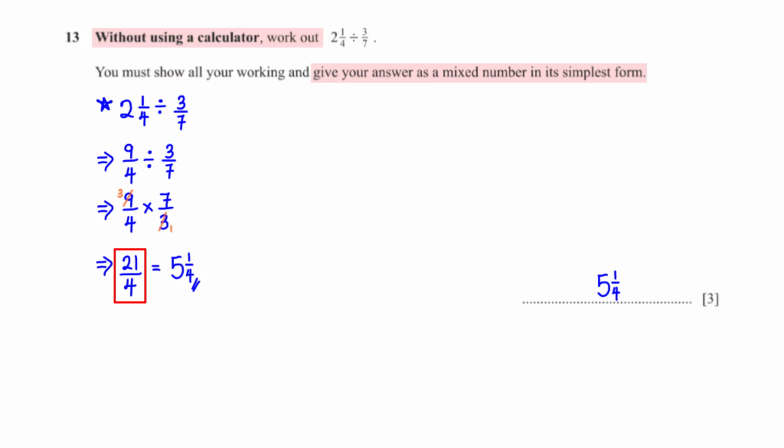21/4 is an improper fraction, and so we need to convert it into a mixed fraction. 4 goes into 21 5 times with a remainder of 1, which we divide by 4. And so we have 5 1/4.